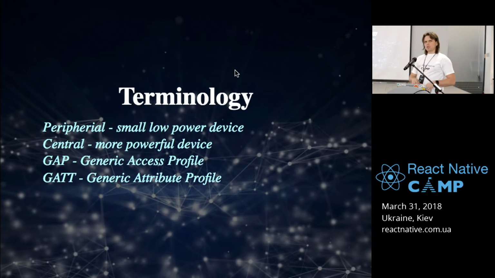So before we dive in deep inside how Bluetooth Low Energy works and what it is, in terms of the protocol and how you use it, let's just go through the terminology. Peripheral is a small low power device. Like the beacon is a peripheral. Central is a more powerful device. For example, my phone is called a central. And then for beacons, there are basically two main terms: GAP and GATT. GAP stands for Generic Access Profile, and GATT stands for Generic Attribute Profile. We'll talk about each one of them in a bit.